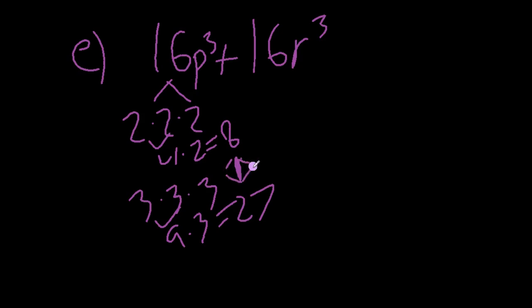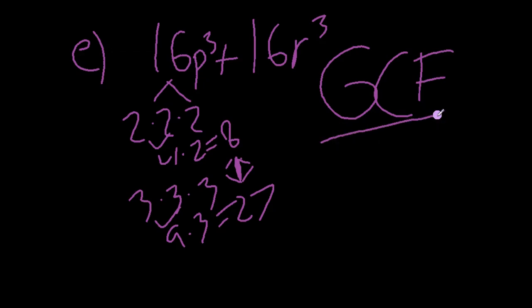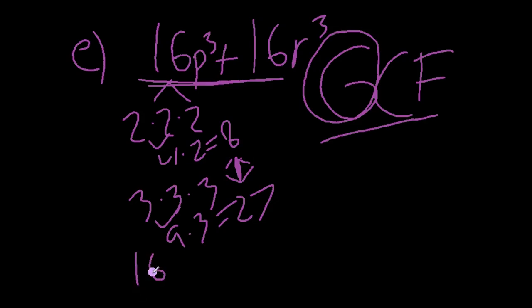So what's going on here? Oh no. I think I know what's going on. It's the GCF. I need to look to see if I can see a greatest common factor between my two terms. Now you could take out 2, you could take out 4, you could take out 8, but the greatest common factor in this problem is 16 itself. So you could rewrite that problem as 16 times p cubed plus r cubed.